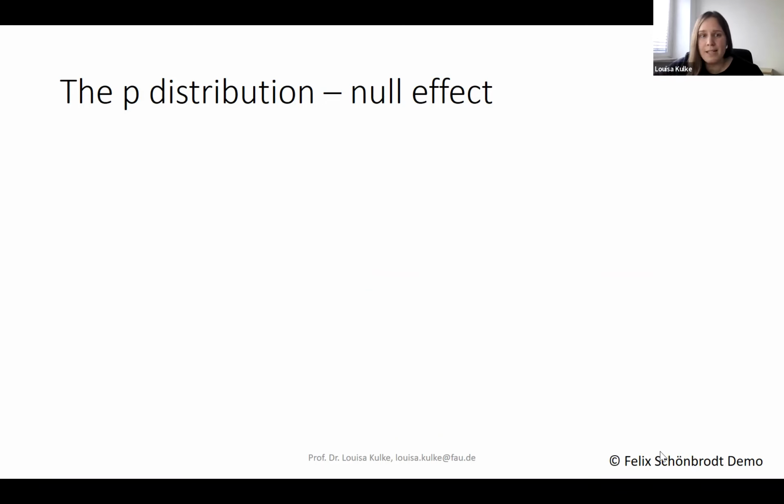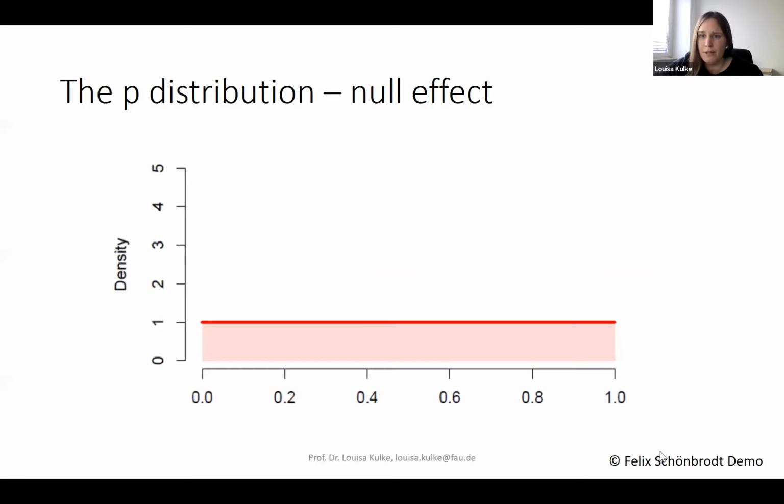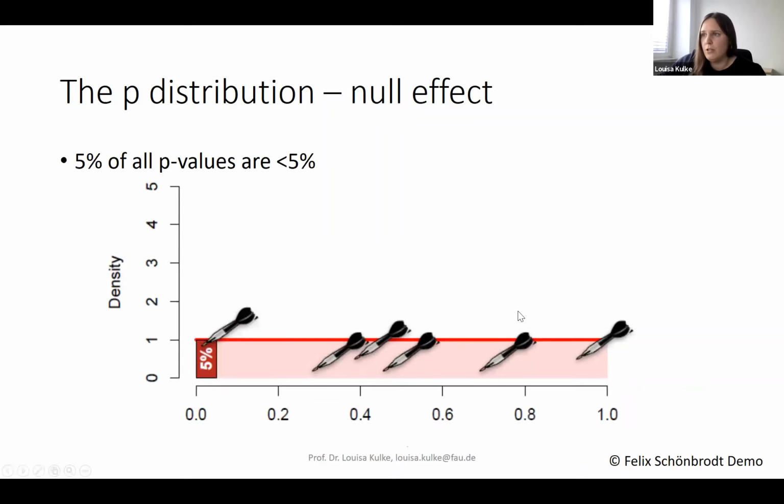The distribution of p-values, if you have a null effect, should be equal for all p-values. A p-value can be between 0 and 1, and you should have the same probability for all of these values if the null is true, because the null hypothesis means there's no effect. So every single p-value can occur with the same probability.